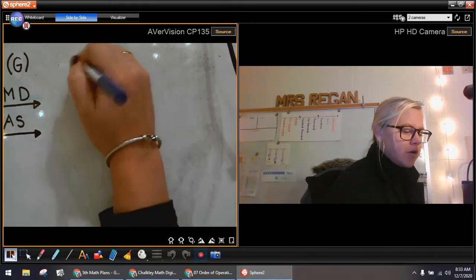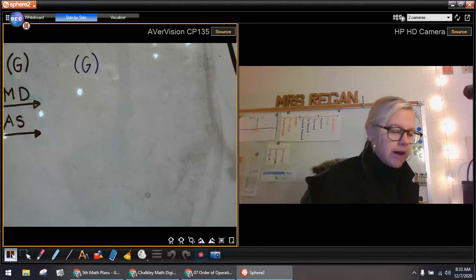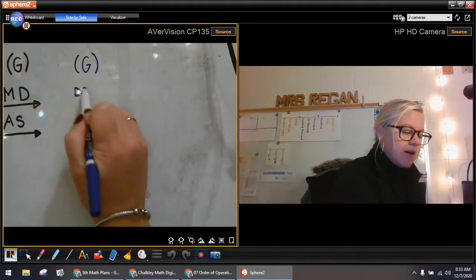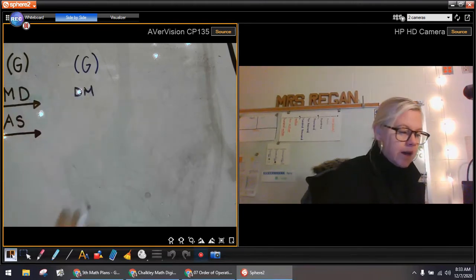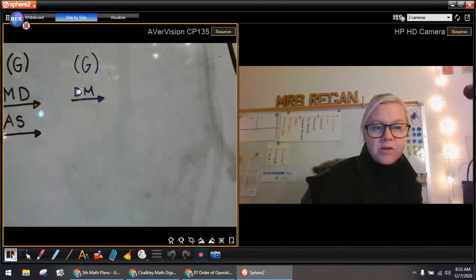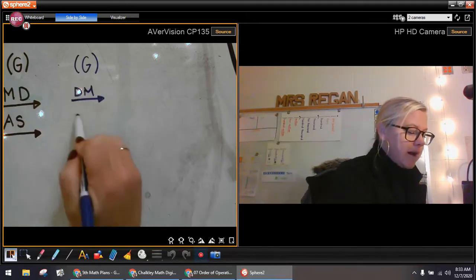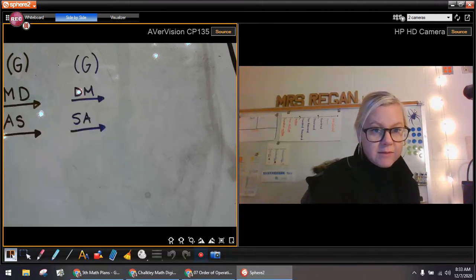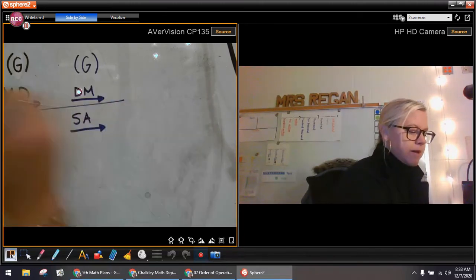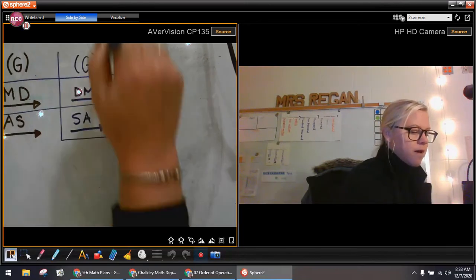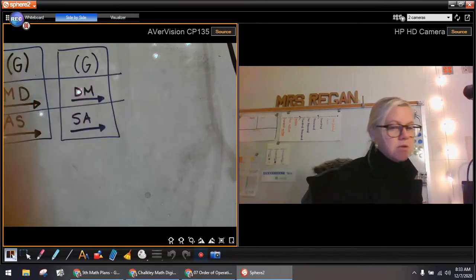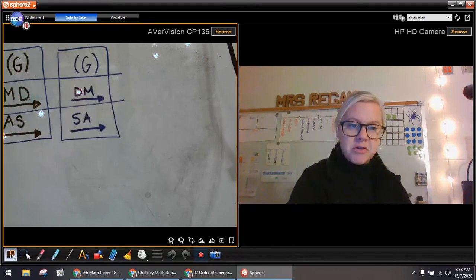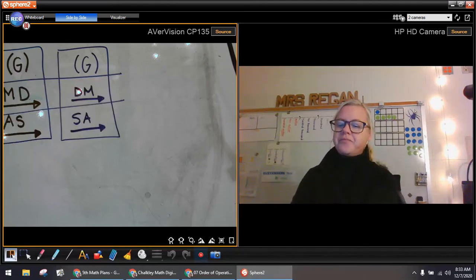We will always look for grouping symbols first, okay? We might have division and then multiplication, okay? But again, it just matters whoever comes first in line. We might have subtraction or addition, but again, it's whoever comes first in line, okay? The biggest thing to remember is that I always look for my grouping symbols before I look for multiplication or division. And then last, I look for my addition and subtraction. So let's look at what that might look like here.